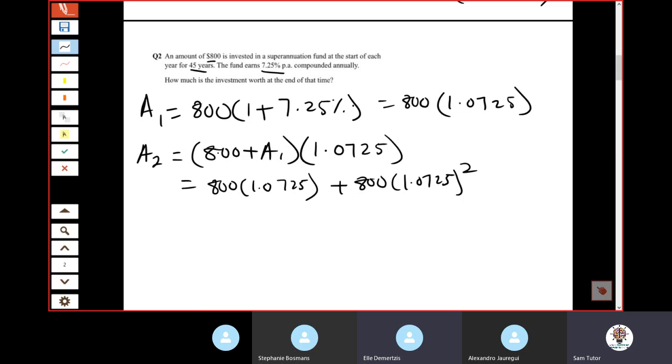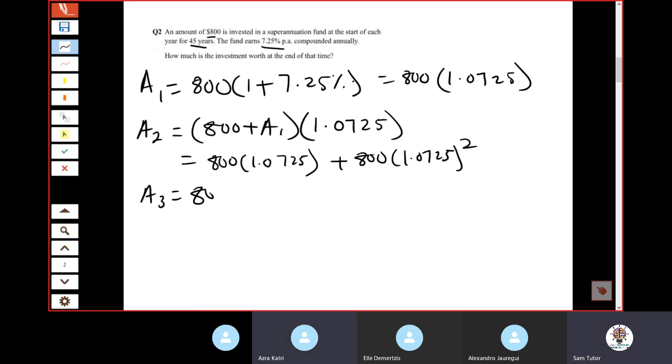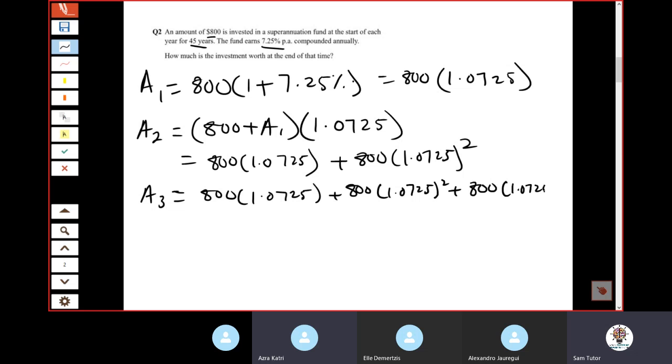Yeah. Cool. A3. Azra, tell us the answer for A3. Be 800 bracket 1.0725. Okay, you want to give us the whole answer, like you're finishing it off? Yeah. Okay, 800(1.0725) plus 800(1.0725 squared) plus 800(1.0725 cubed).